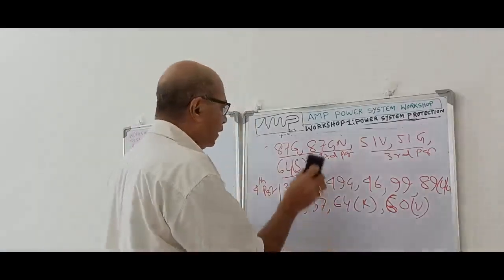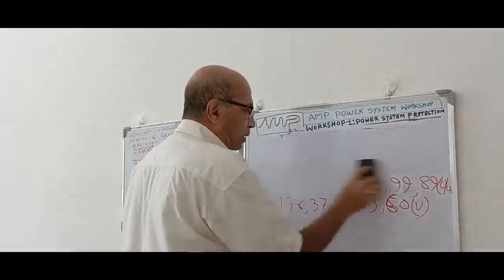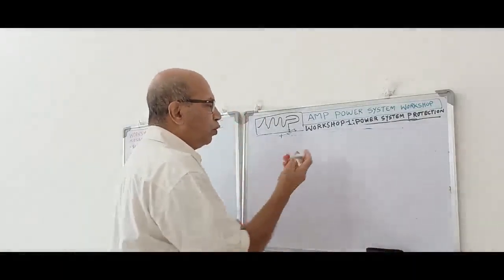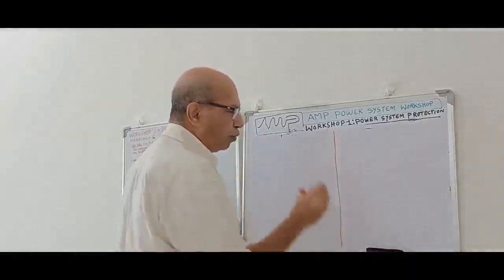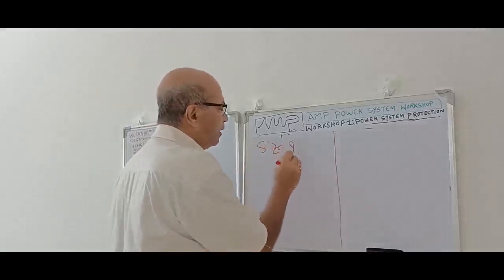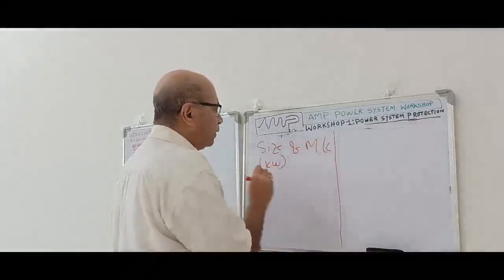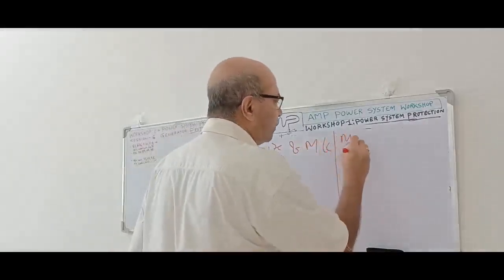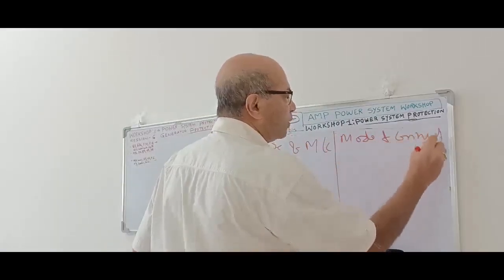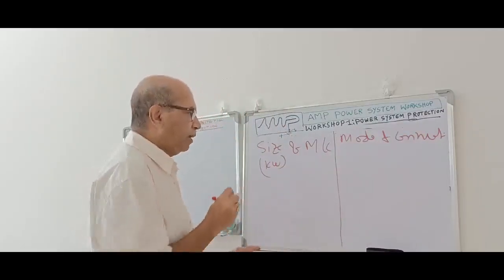So we'll discuss the various protection functions under two philosophies. One is the size of the machine, that is in terms of kilowatt. Another is the mode of connection. Based on these two philosophies, we will discuss the applicable protection functions.